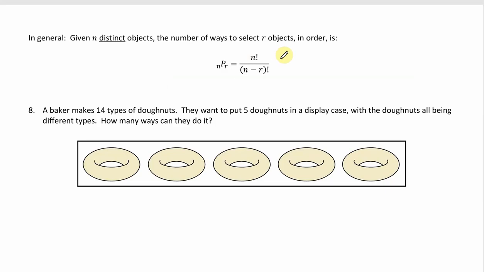You'd end up with 20 factorial over, I guess, 17 factorial, and you could take it from there. So if you divide 20 factorial by 17 factorial, you can cancel the 17 factorial on the top and the bottom, and you'll end up with 20 times 19 times 18, which is what we had. And then I'll run through it here with the donuts.